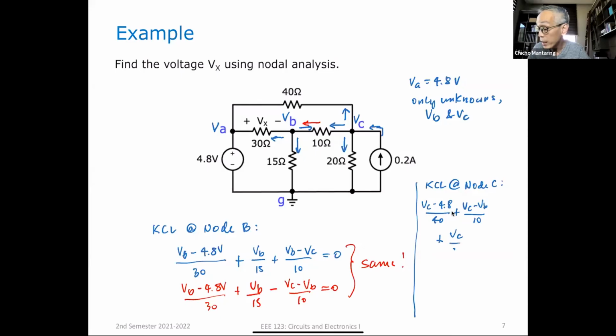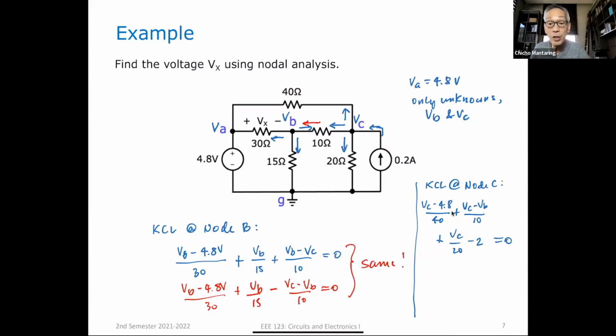VC over 20 minus 2. This is 2. So minus 2. Why minus? Because it is flowing inward. Now, I cannot do anything about the direction of current here that is established by the current source. This is equal to 0.